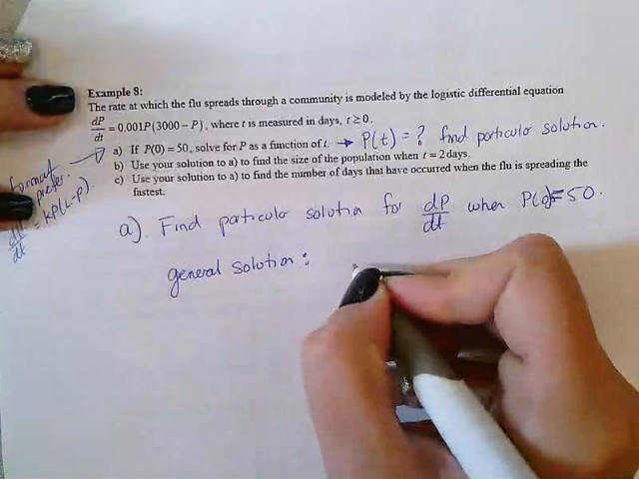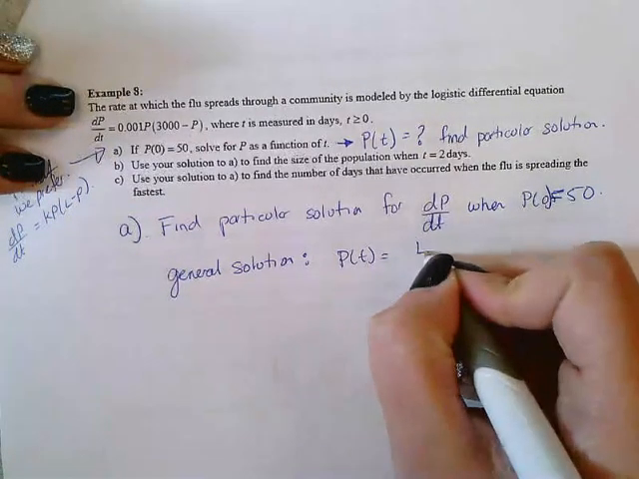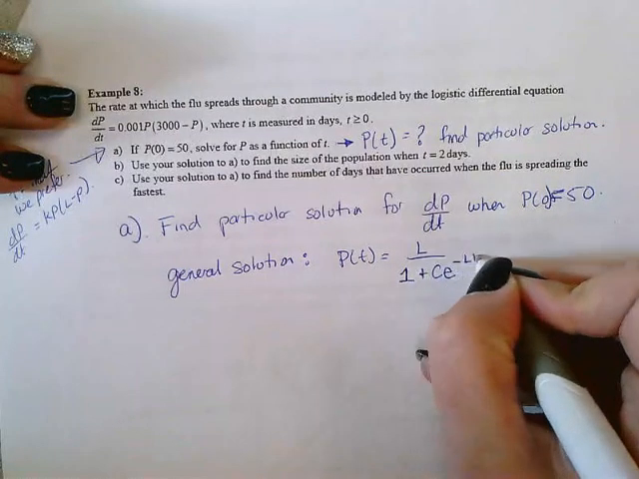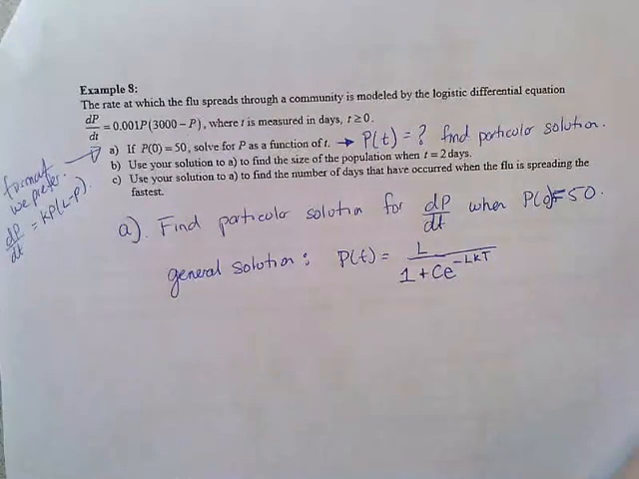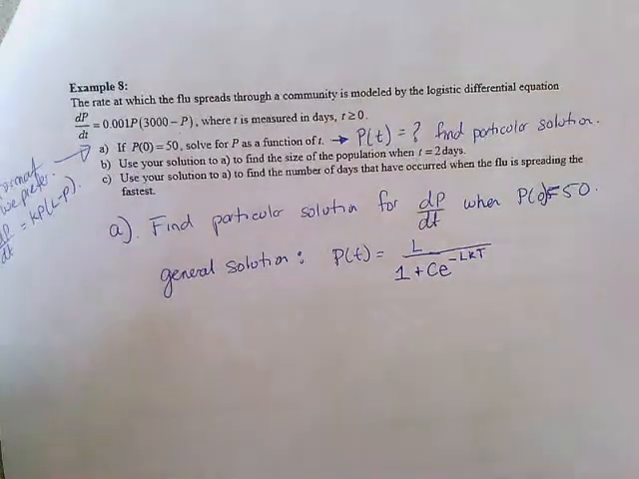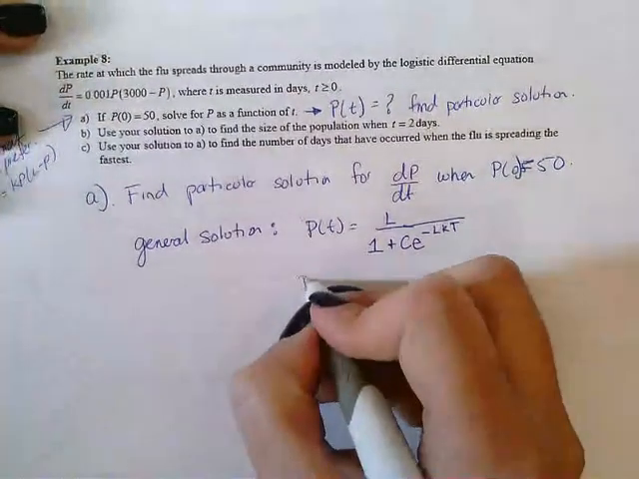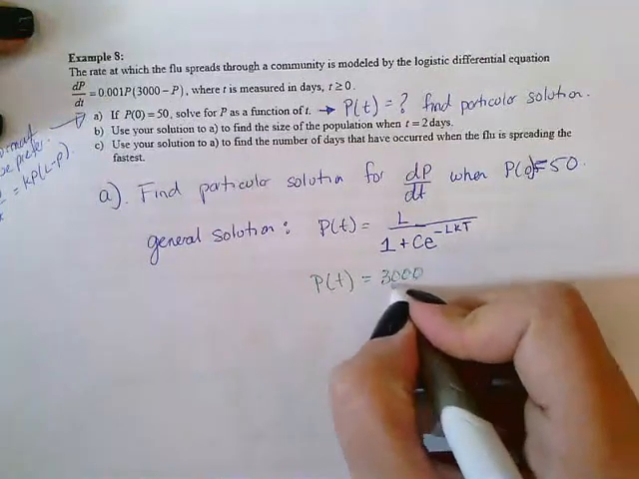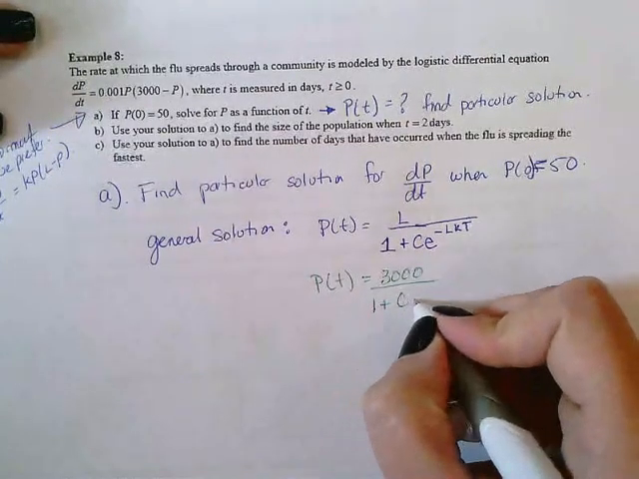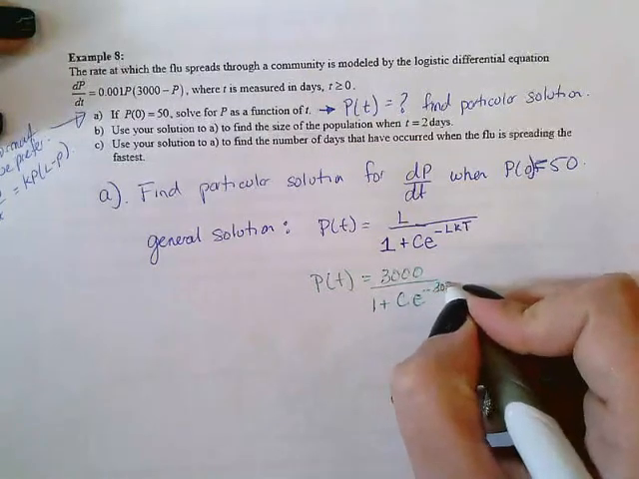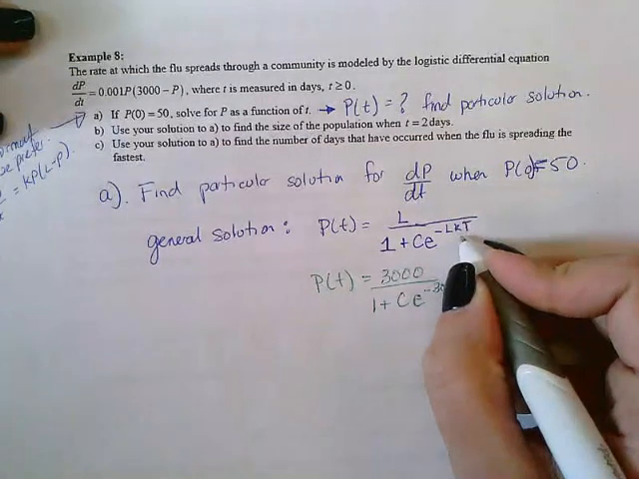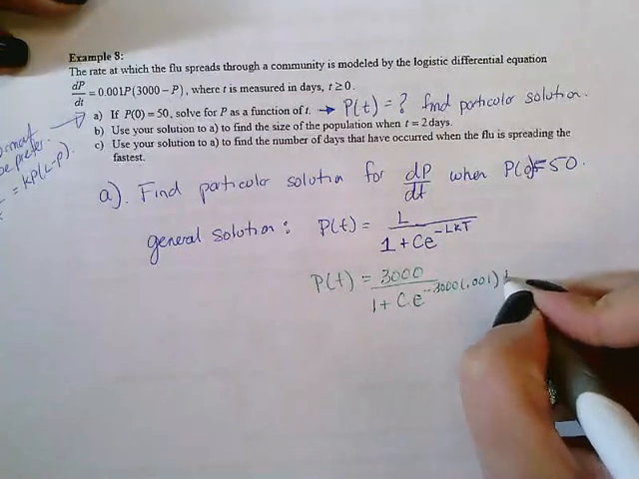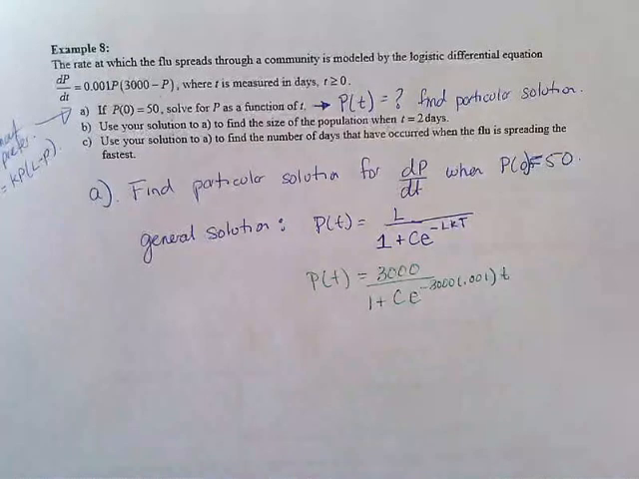What is our general solution? It's P(t) equals L over 1 plus C e to the negative L k t. And for this particular problem, we actually know that L, our carrying capacity, is 3,000. So 3,000 over 1 plus C e to the negative 3,000, and K, what's our K? It's right there, 0.001 t. So that is our general solution.